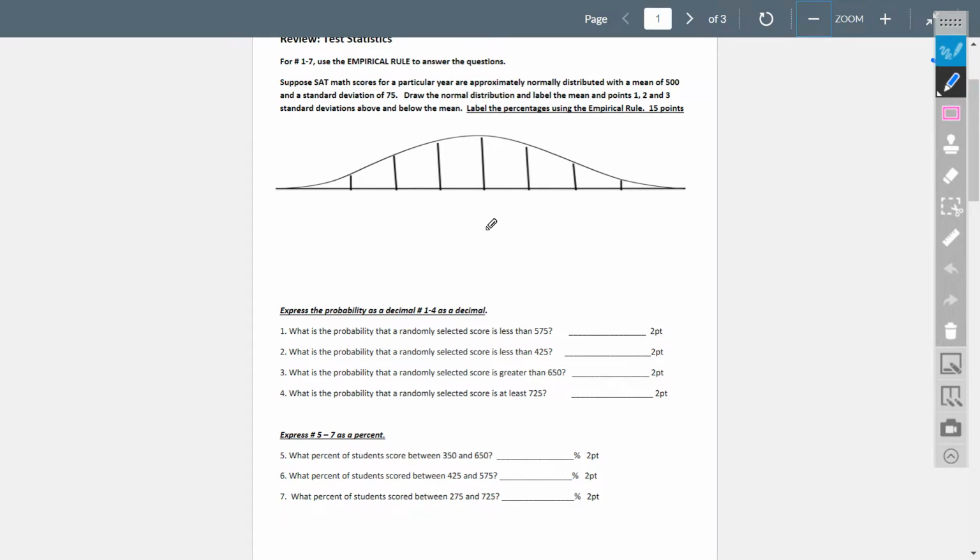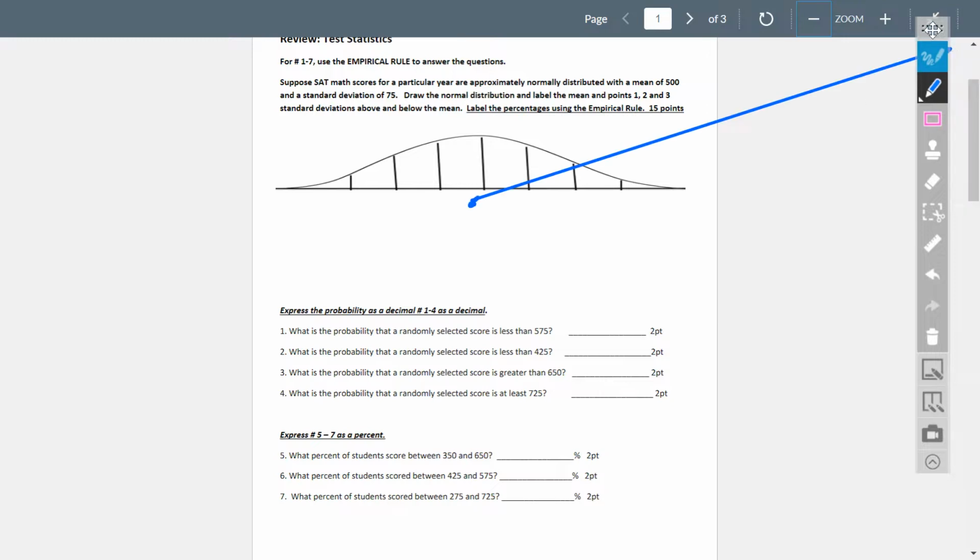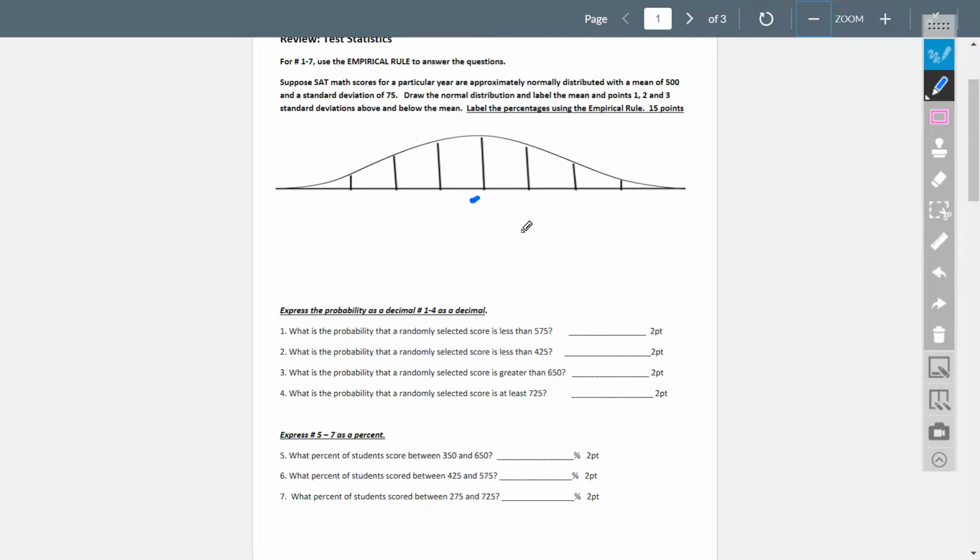So we have a mean of 500, so 500 in the middle. Standard deviation of 75, so 575, 650, 725. On the other side, 425, 350, and 275.